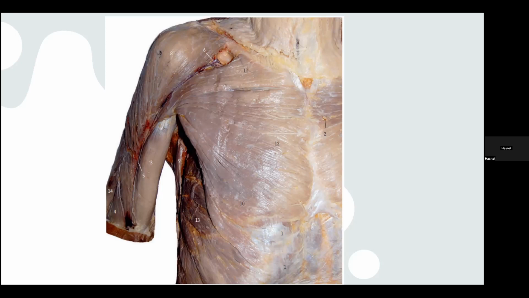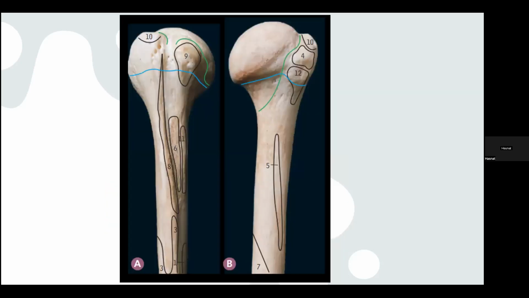We have another 2 pictures. Please stay connected. I need to correct the answer. This is right-sided. Number 9 is the lesser tuberosity, and number 10 is the greater tuberosity. Number 9 is attached with subscapularis, and number 10 with the other 3 muscles of the rotator cuff: supraspinatus, infraspinatus, and teres minor. Number 6 is the bicipital groove, containing the long head of the biceps tendon and the anterior circumflex humeral artery.